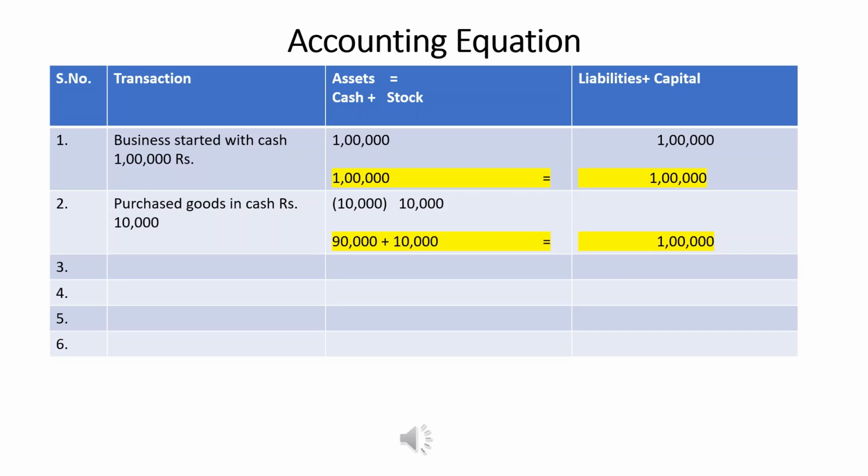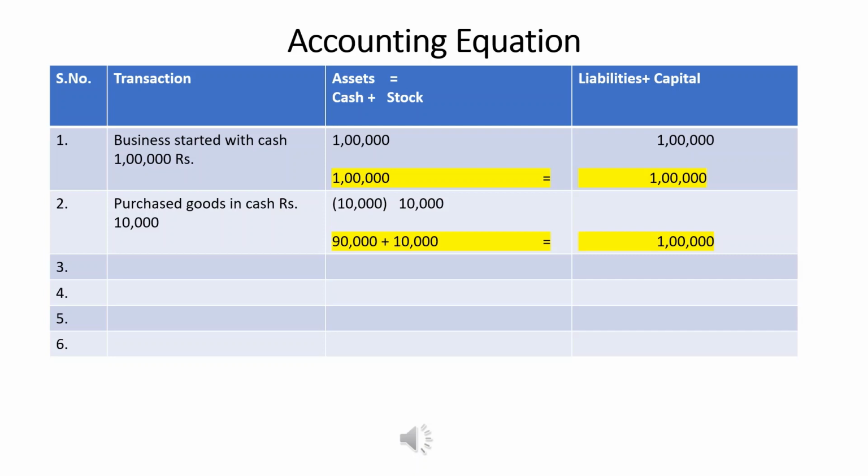So that is why with second transaction, under cash, I have subtracted 10,000 rupees and I am putting it in the brackets to signify that it is to be subtracted. Now, the new cash balance after the second transaction is 90,000 because earlier we had 1 lakh cash, out of which we have spent 10,000 to buy goods. So the new cash balance is 90,000 rupees.